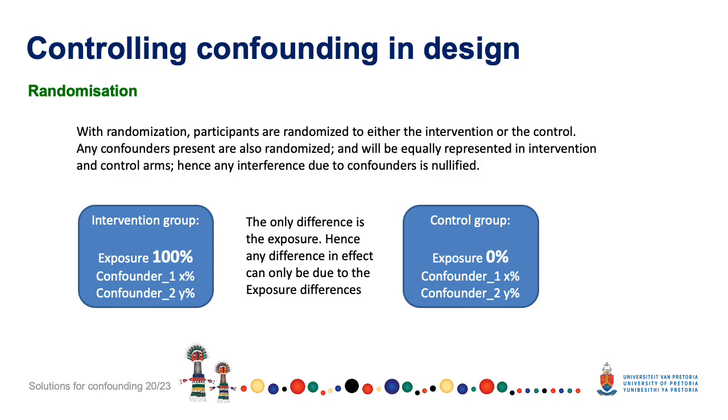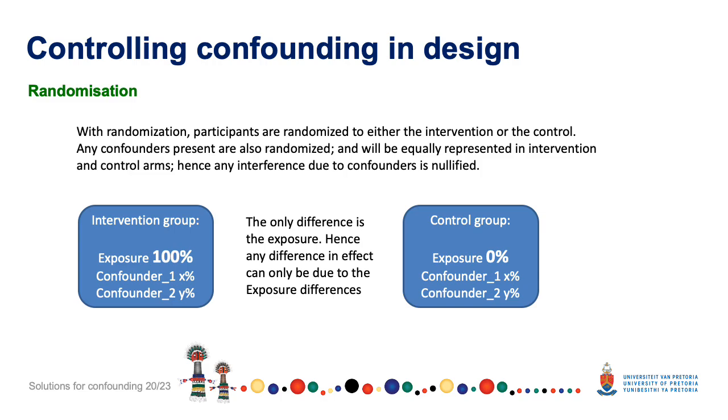We could do a trial, an experimental study. And what we do there is we randomize the study participants, for example, by tossing a coin to see whether they go into the intervention group or the control group. This means that any confounding variables that are present will be equally distributed in the two comparison groups. Therefore, the effect of confounding will be nullified.